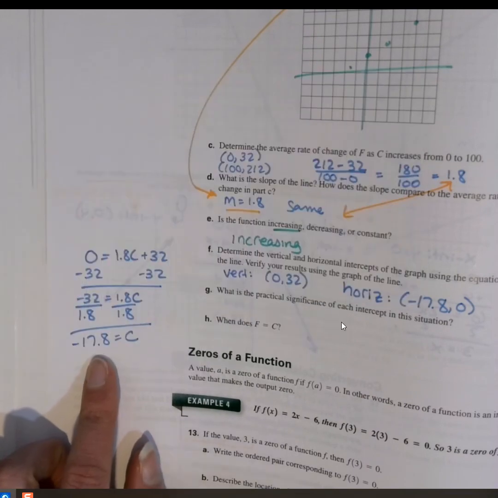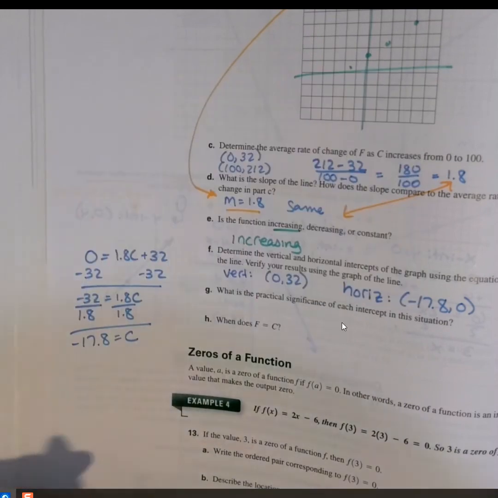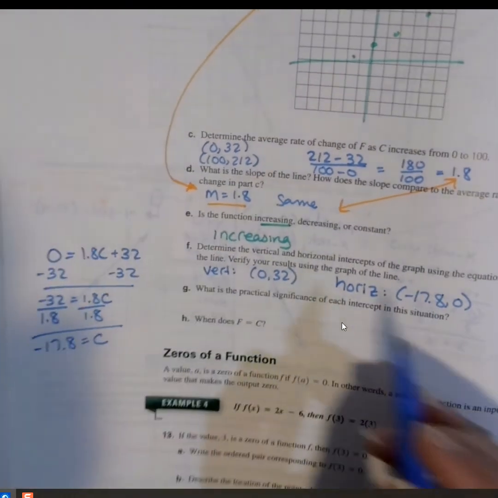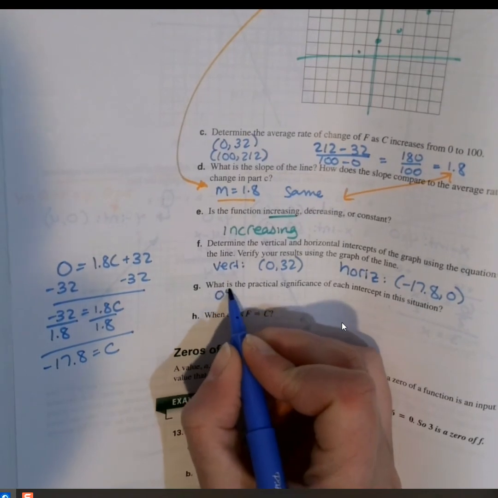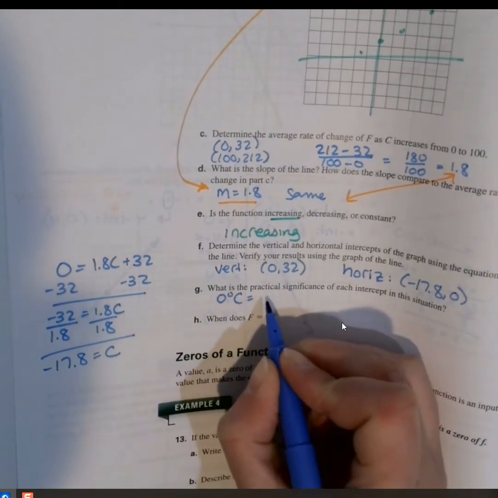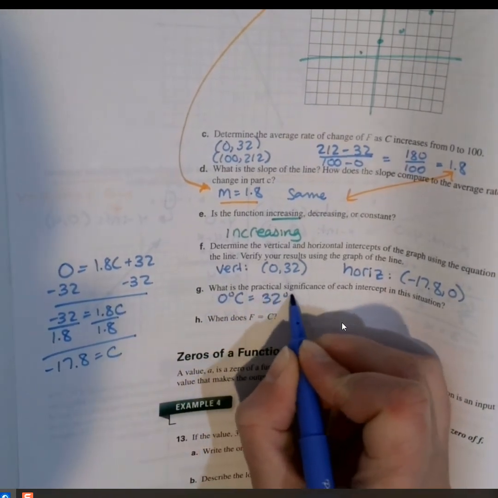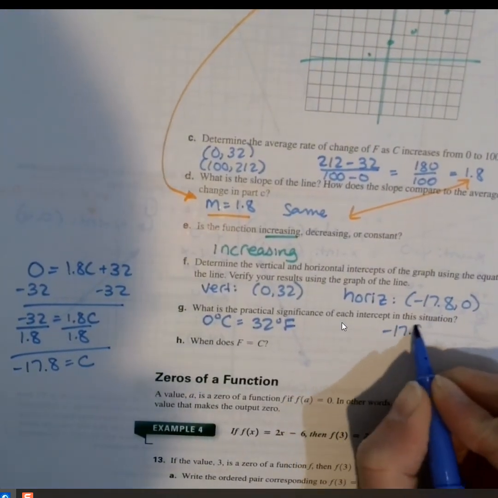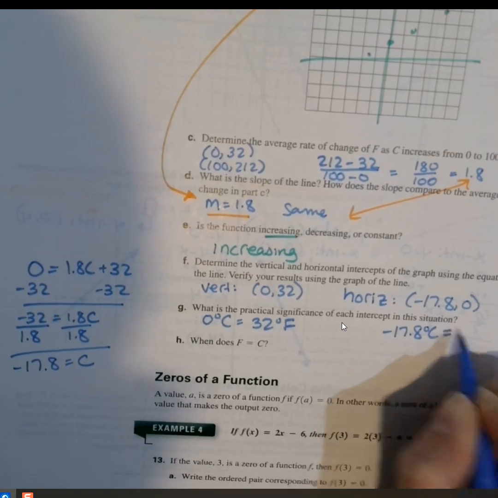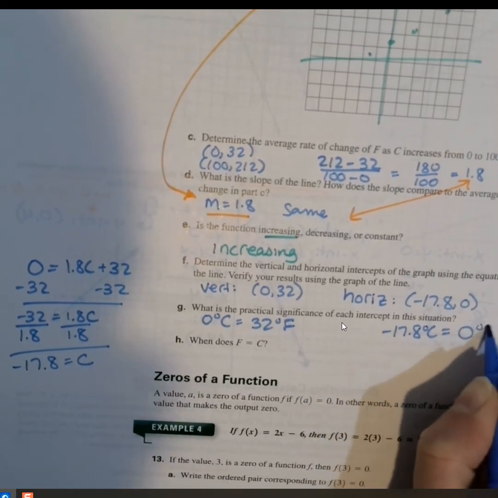What is the practical significance of each intercept? All right. So the input variable is degrees Celsius. So the vertical intercept means that 0 degrees Celsius is equal to 32 degrees Fahrenheit. And the horizontal intercept means that negative 17.8 degrees Celsius is equal to 0 degrees Fahrenheit.